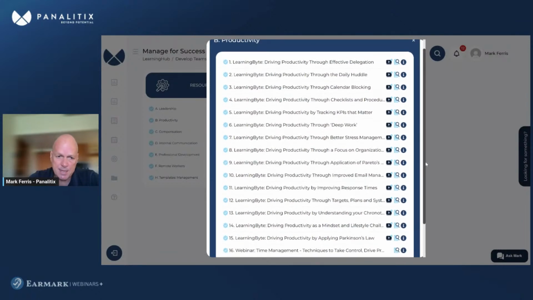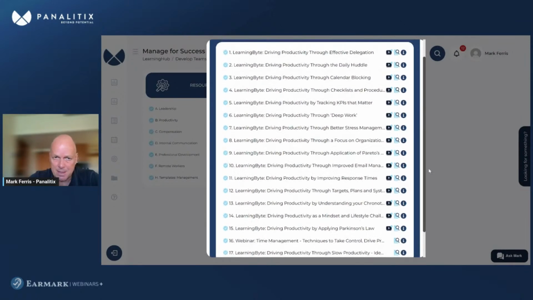So you see a list of 17 assets, learning bites, which have information on everything we discussed: delegation, daily huddle, calendar blocking. You see this icon here. That means there's a video explanation. So if you wanted to go deeper into anything that we've discussed today, you'll find a video on that particular topic, as well as some written text in this particular section.